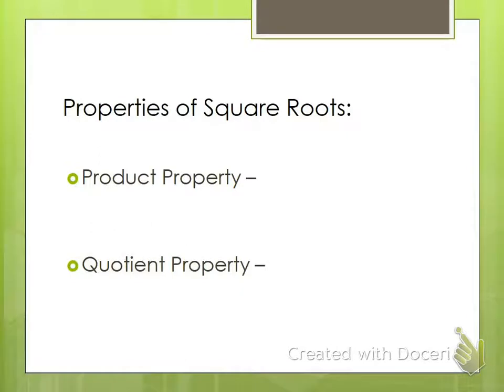So let's move on to our properties, which should also be a review. The product property states that if you are taking the square root of 2 terms, 2 numbers, 2 variables that are being multiplied together, that's the same as taking the square root of each of them on their own and multiplying them together. So the square root of a times b is the same as the square root of a times the square root of b.